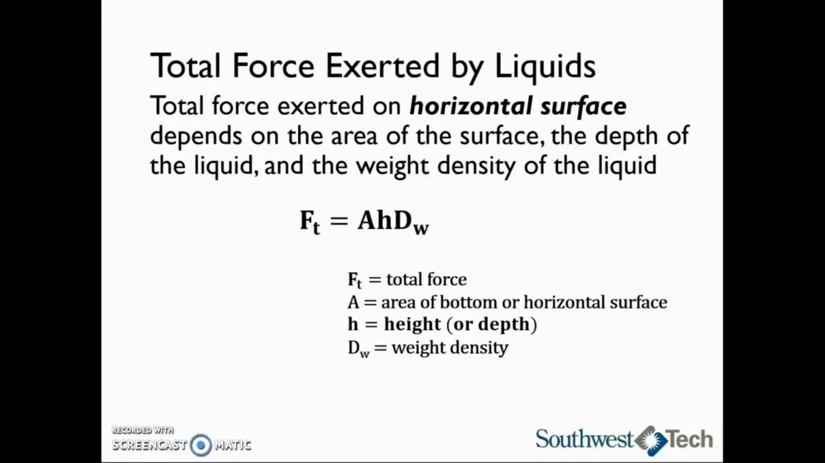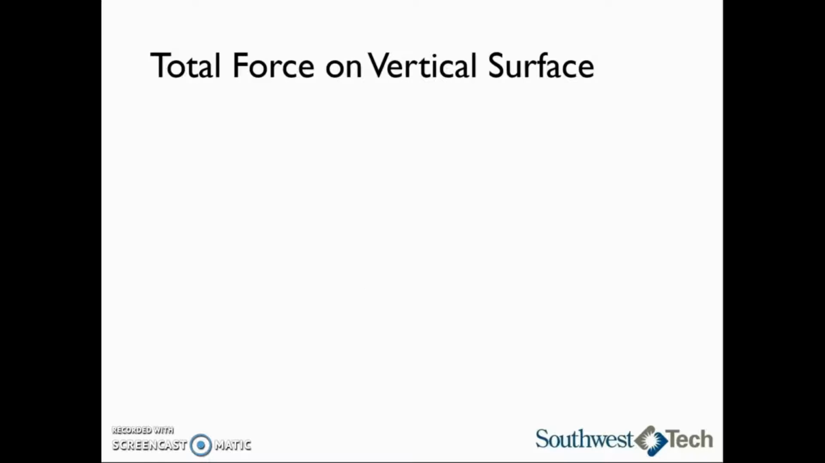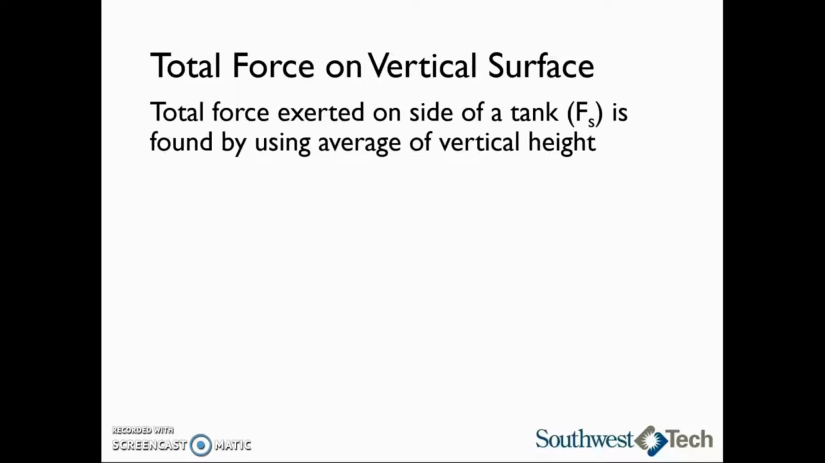If we look closely at this equation, it is basically our equation for pressure multiplied by the area of the bottom or horizontal surface. If we are looking at the total force exerted on a vertical surface or the side of a tank, the total force F sub S is found by using the average of the vertical height. Basically, we take the equation to find the total force exerted by the liquid and we multiply that by 1/2.